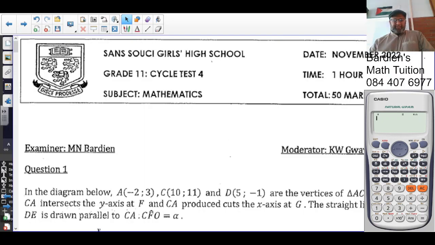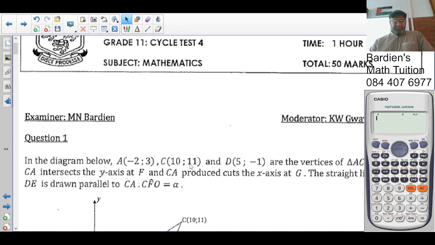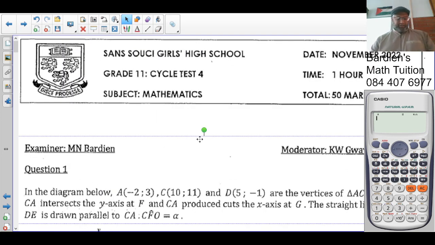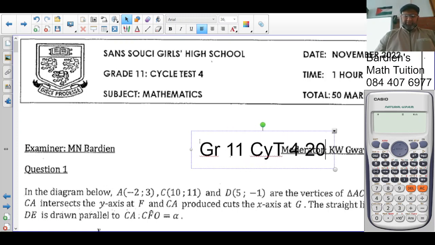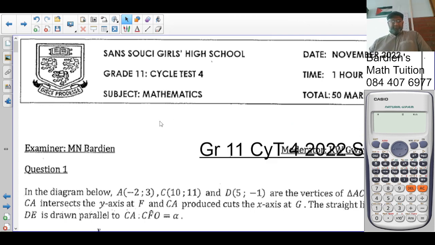So we're looking at the grade 11 cycle test 4, 2022 from our school.